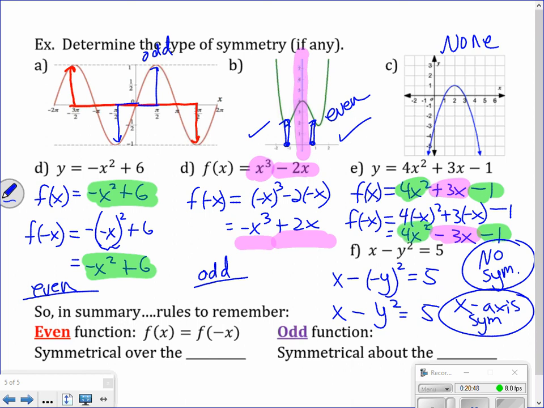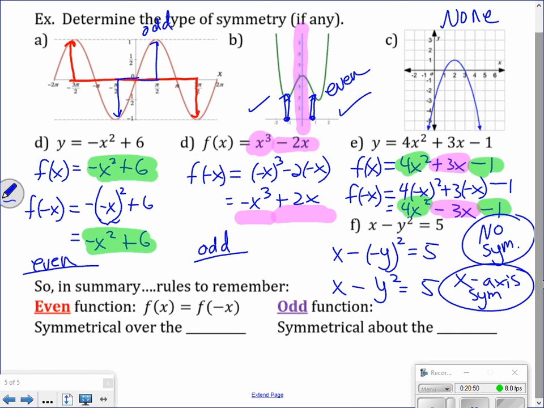So in summary, these are the rules to remember. When somebody asks you if a function is even, what has to happen is you plug in x and you plug in negative x, but you get the exact same thing. So putting in an x and a negative x produces the same exact answer. This means that you are symmetrical over the y-axis. So remember, a good old parabola is symmetrical over the y-axis.